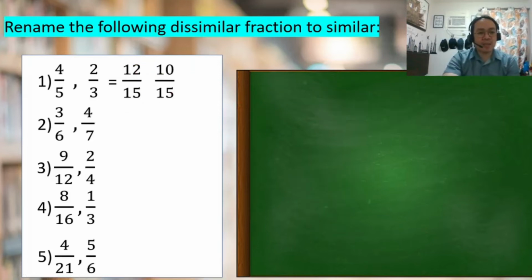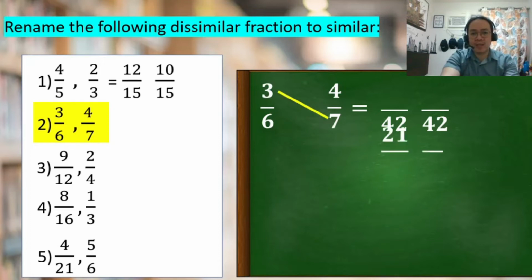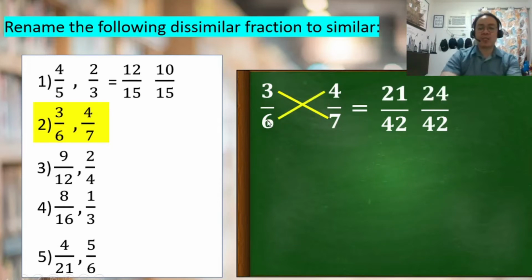Okay, next, let's try number 2. 3/6 and 4/7. Okay, kung mas madali sa inyo yung cross-multiply, or multiplying first the denominator, we can do it that way. So 6 times 7 is 42. Okay, sundan nyo ako. Anong sunod natin after we multiply the denominator? Unahin natin yung first fraction, first numerator. So 3 times 7, imultiply natin siya sa denominator ng next fraction, and that will be 21. Next numerator multiplied by the first denominator, 4 times 6, and that will be 24. Nag-cross multiply lang tayo.